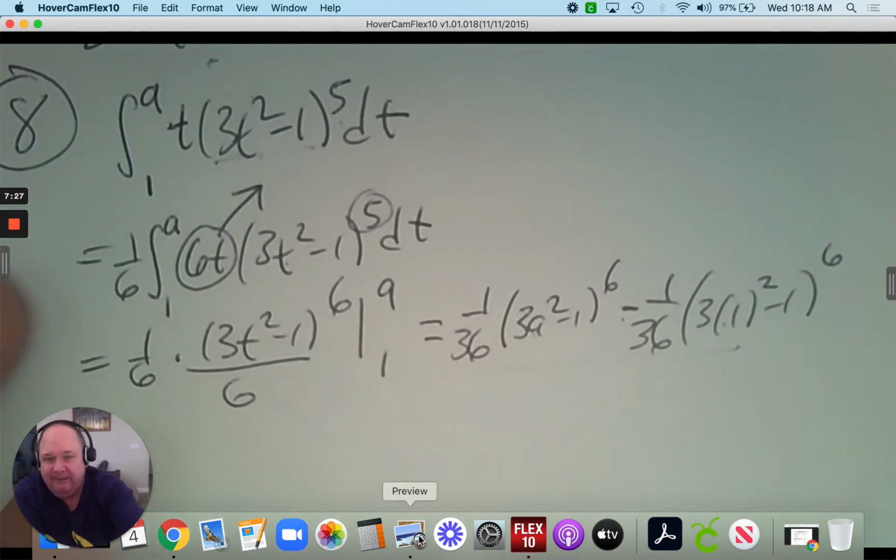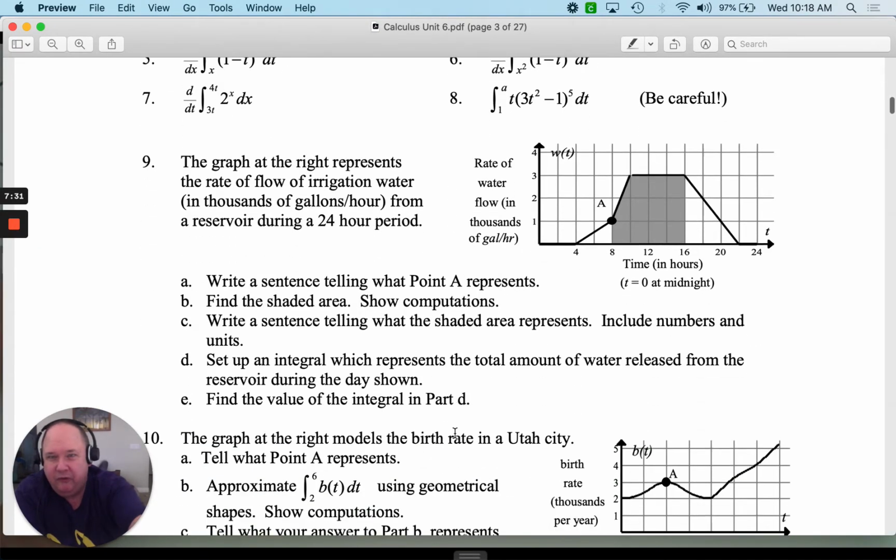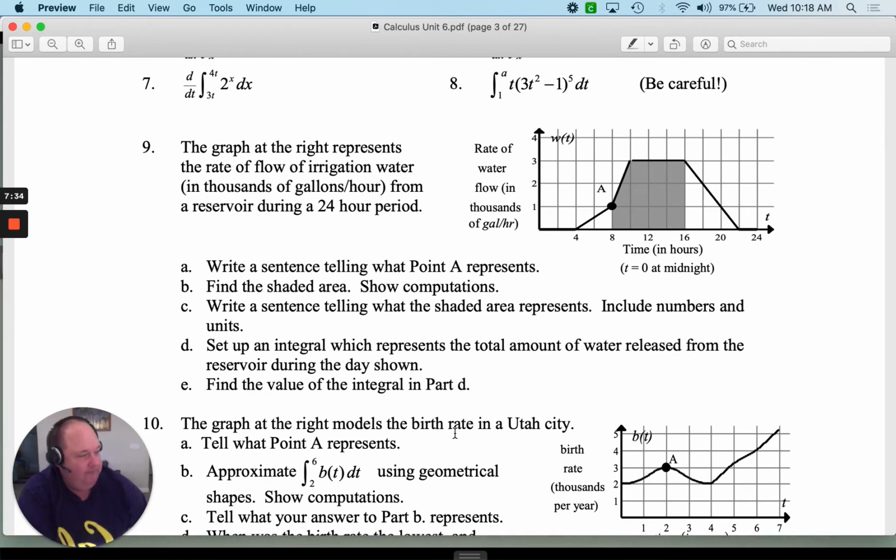Number 9. All right, I like these questions. So these are story questions again. So whenever stories come out and you have to interpret a graph, they can be simple if you let it be simple. So I'm going to read it for you. The graph at the right represents the rate of flow of irrigation water from a reservoir during a 24-hour period. So the graph is a rate. That means it's a derivative graph. So if you're looking at a rate, that's a derivative.